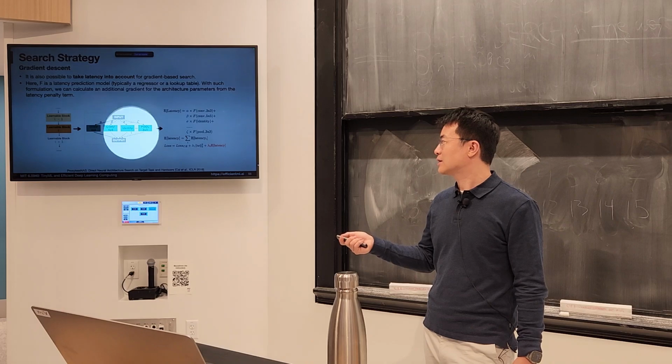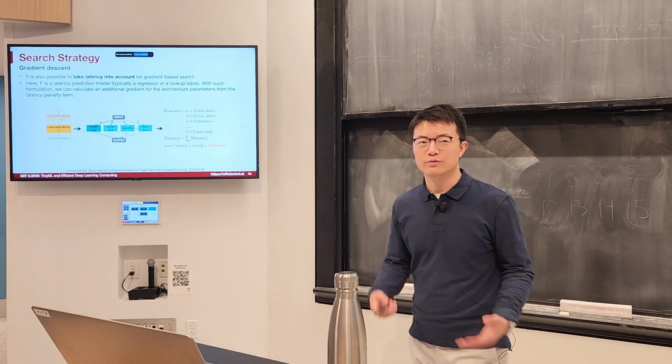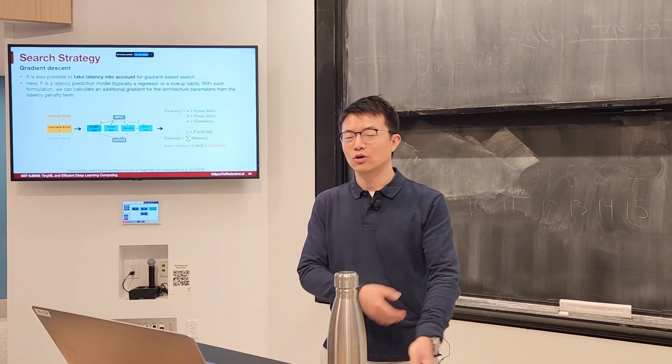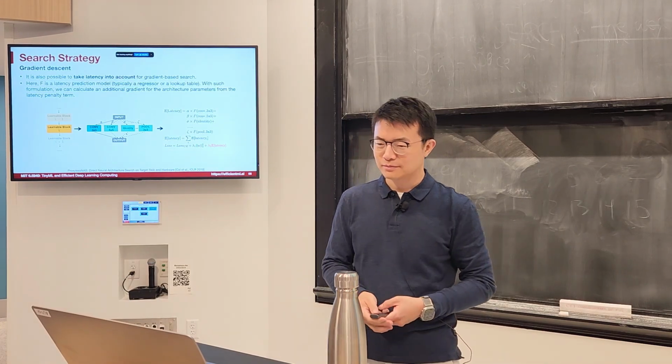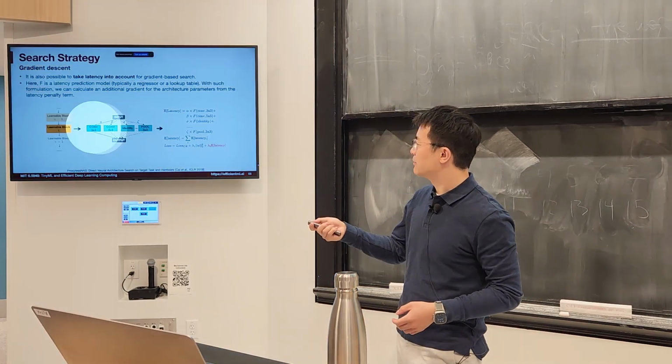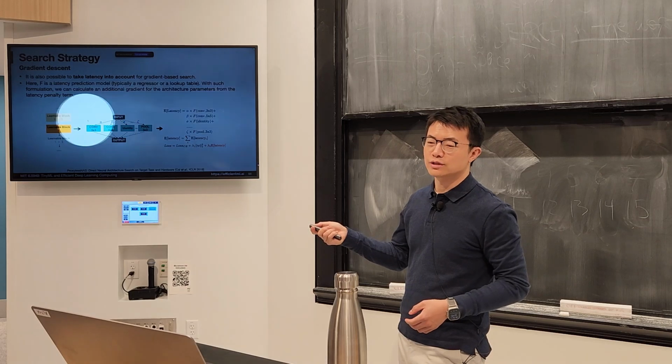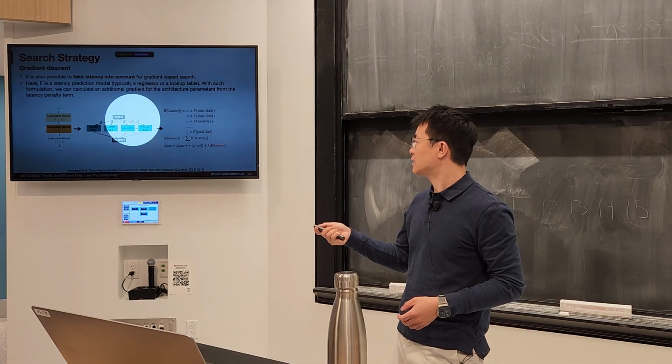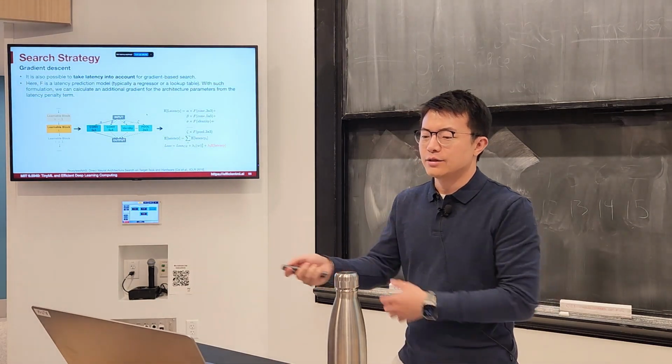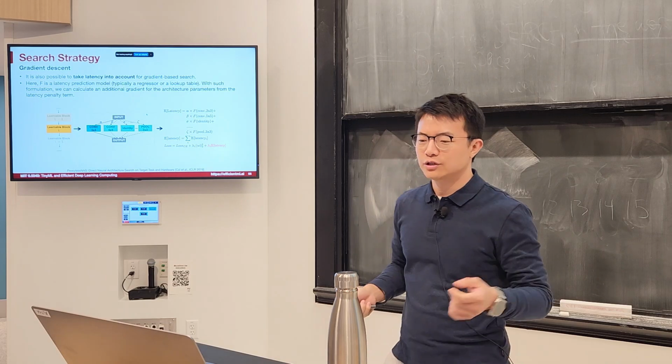Identity may be a lot better than 5x5 with respect to the latency. So how do we make latency differentiable? Here we learn the probability of choosing each path, alpha, beta, etc. And then we pre-measure the latency for each building block.